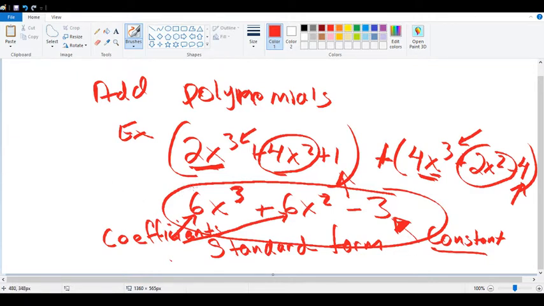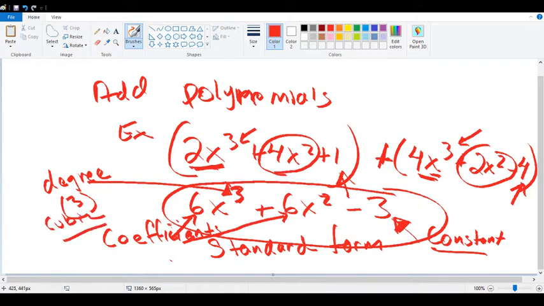If the question asks for the degree of this polynomial, the actual degree will be 3 because that's the biggest degree. So degree of this expression will be 3, or you can say it's a cubic. And if the problem asks for the leading coefficient, that's the coefficient next to the biggest degree, which is 6. So that's adding polynomials.